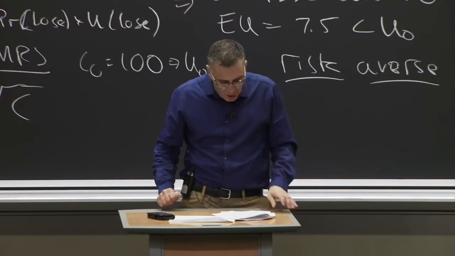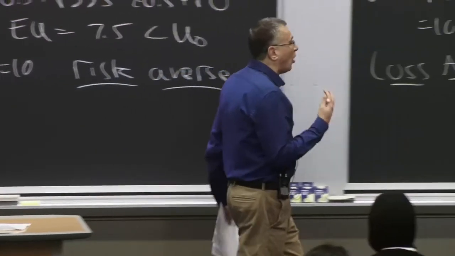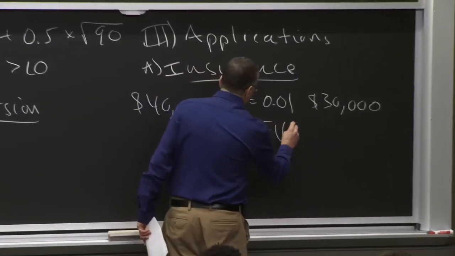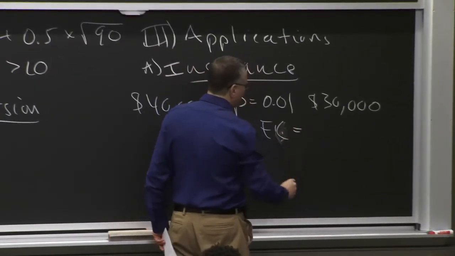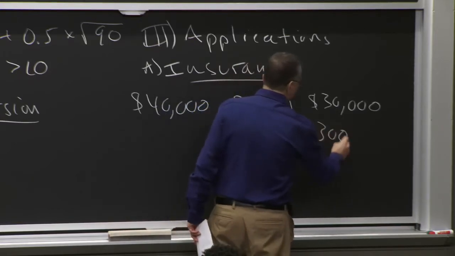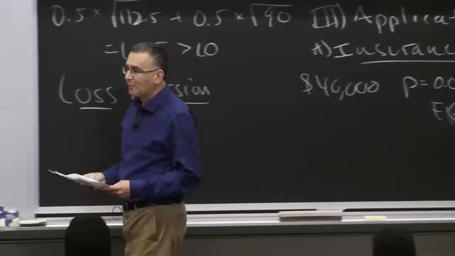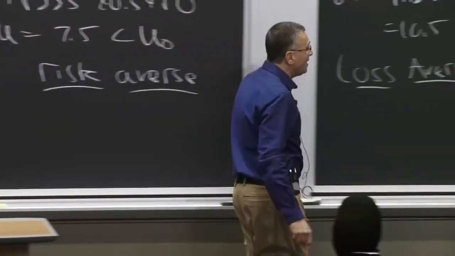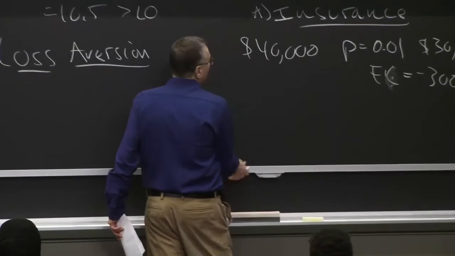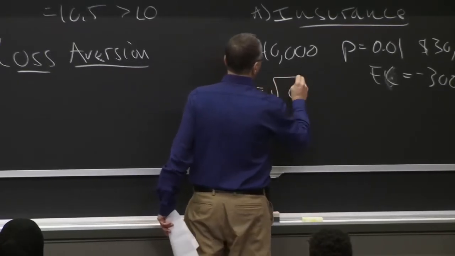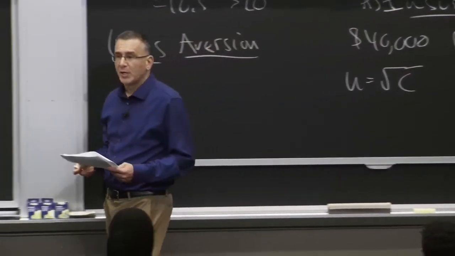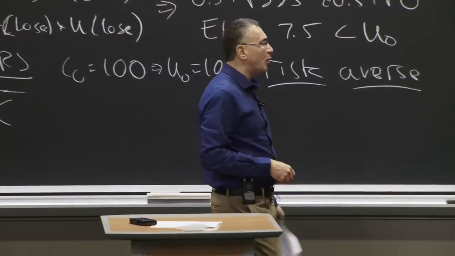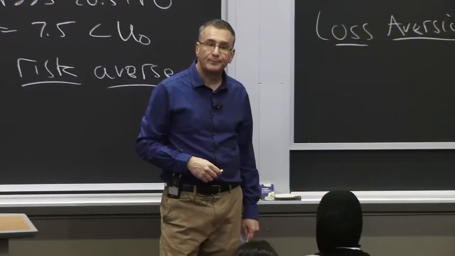Okay? So the expected cost of getting hit by a car, the expected value or expected cost, because it's negative, is minus 300. So every year you have a $300 expected cost of getting hit by a car. And let's say your utility function is U equals square root of C, and let's assume there's no savings. You consume all your income. Okay? How much will this person be willing to pay for insurance?